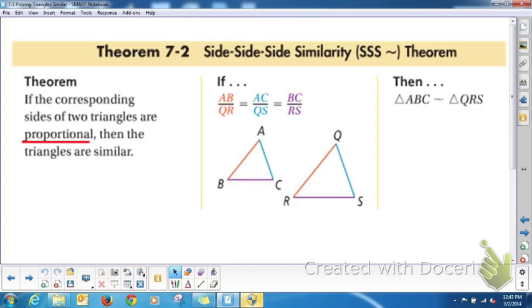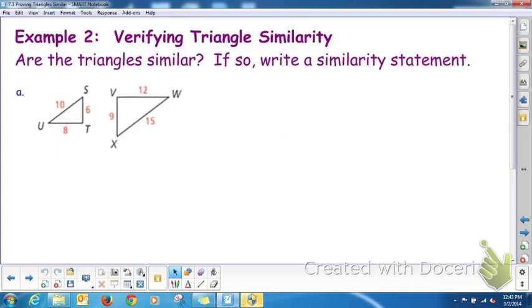So if the corresponding sides of two triangles are proportional, that means all three pairs have to be proportional. Then the triangles are similar. So let's try a few of these. Verifying triangle similarity. Are the triangles similar? If so, write a similarity statement.